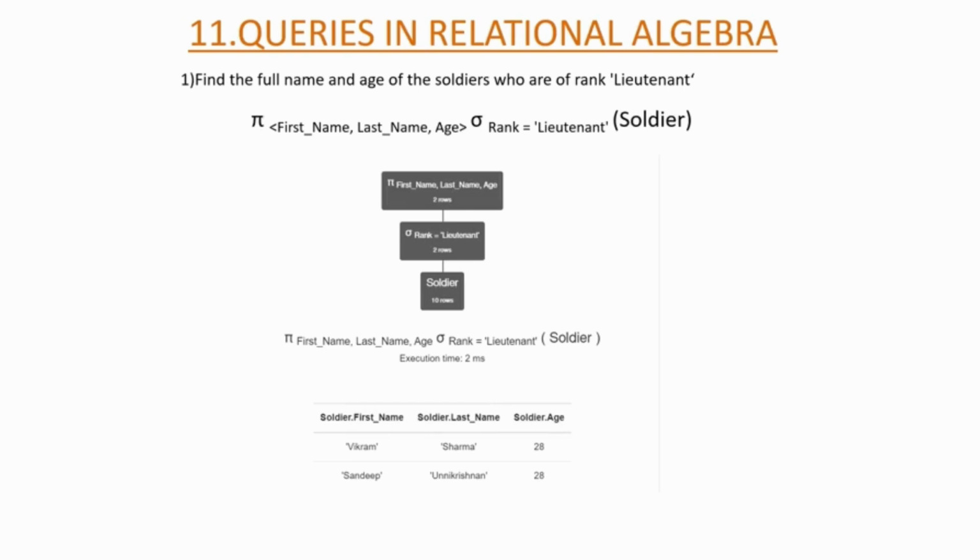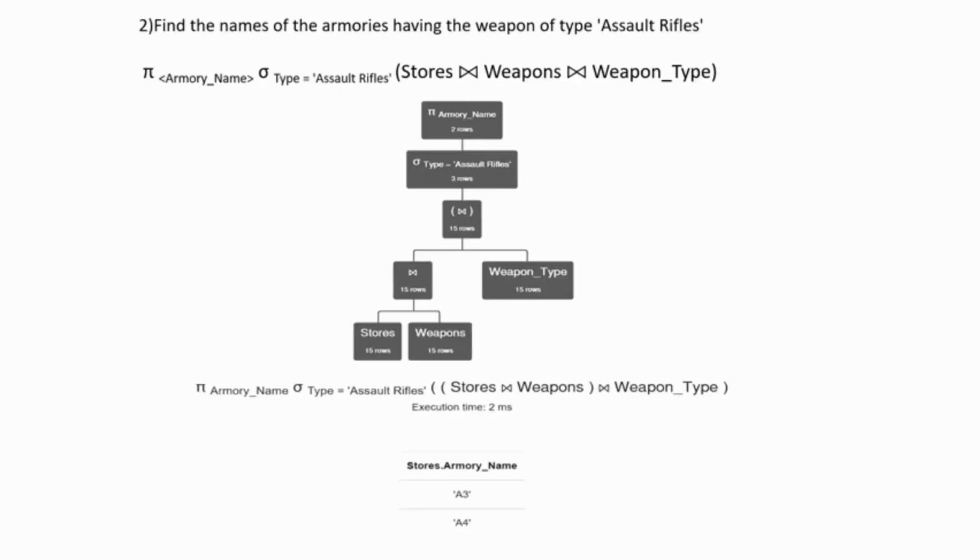The first query will be: find the full name and age of the soldiers who are of rank lieutenant. Next, find the names of the armories having the weapon of type assault rifles. Remember that the order of join is important when we are performing a join across multiple schemas.